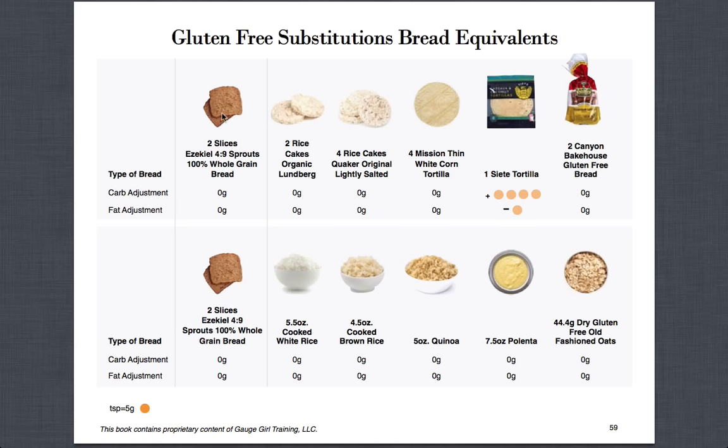So for example, this page right here, you can see I'm looking at 2 slices of Ezekiel bread, where you could have 2 rice cakes of the organic Lundberg brand. You could have 4 rice cakes of the Quaker original lightly salted, 4 mission tortillas, 1 siete tortilla, or 2 Canyon Bakehouse gluten-free breads. In addition, you could have 5.5 ounces of cooked rice, 4.5 ounces of cooked brown rice, 5 ounces of quinoa, 7.5 ounces of polenta, and 44.4 grams of gluten-free old-fashioned oats.